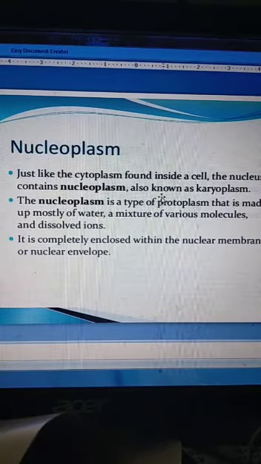Nucleoplasm. Just like the cytoplasm found inside a cell, the nucleus contains nucleoplasm, also known as karyoplasm. The nucleoplasm is a type of protoplasm that is made up mostly of water, a mixture of various molecules and dissolved ions. It is completely enclosed by the nuclear membrane or nuclear envelope.